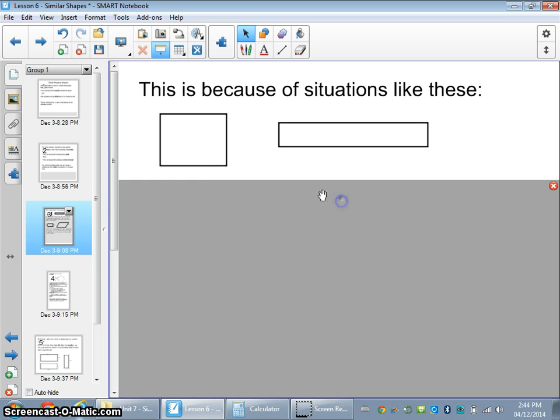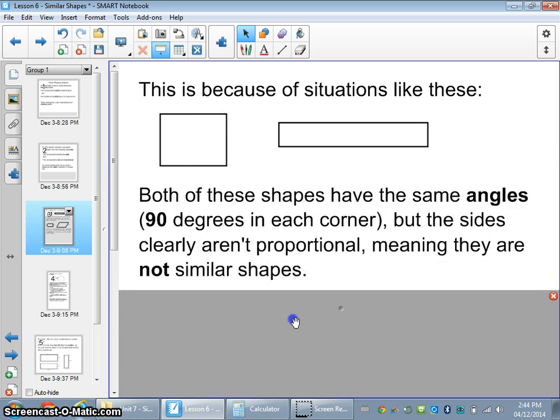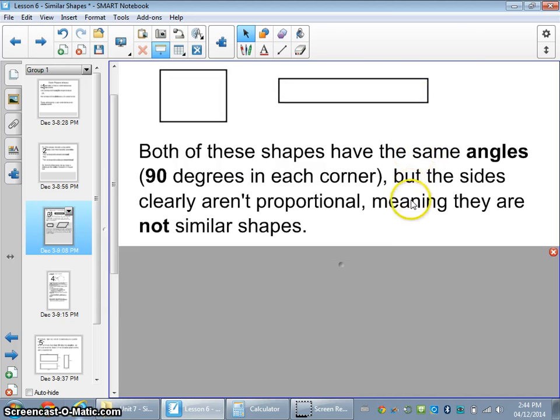So for example, if we had two rectangles like this, clearly they each have the same angle in their corner. They have the same angles, 90 degrees in each corner, but the sides clearly aren't proportional, meaning they're not similar shapes, right? This one is stretched out in one direction but squished in the other, so this is not proportional to this one. They're not similar shapes, even though their angles are all the same.